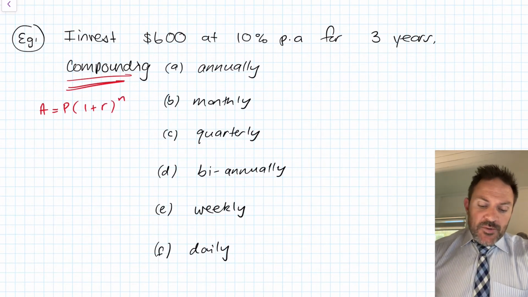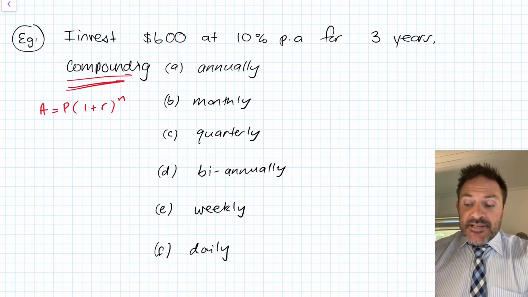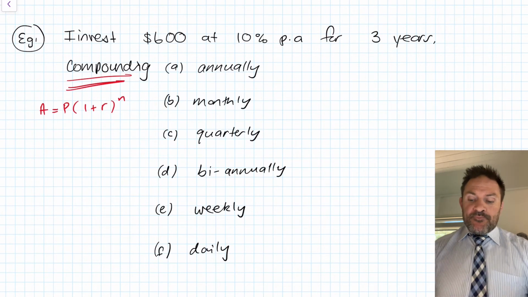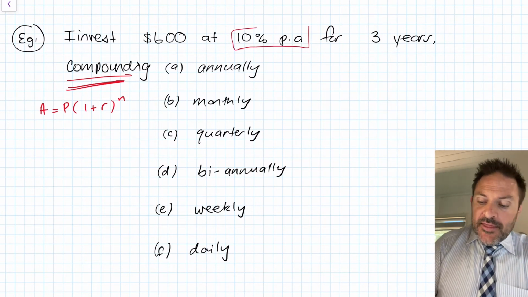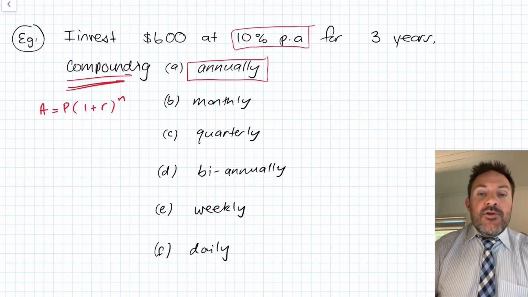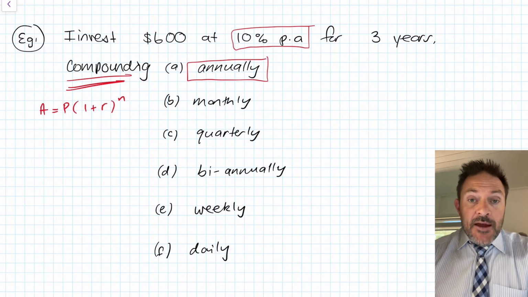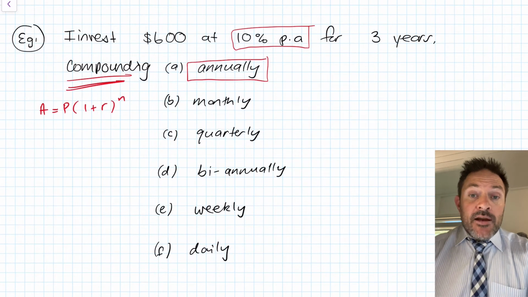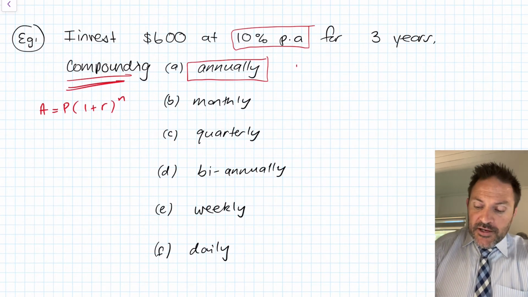So the first one says I invest $600 at 10% per annum for 3 years, but it compounds annually or yearly. Now, it's really important that these things have to be in the same units. If they're not, we have to be careful. We may have to modify them. But in this case, it's compounding annually and it's per annum. It's about the same thing, so I'm going to plug it straight in.